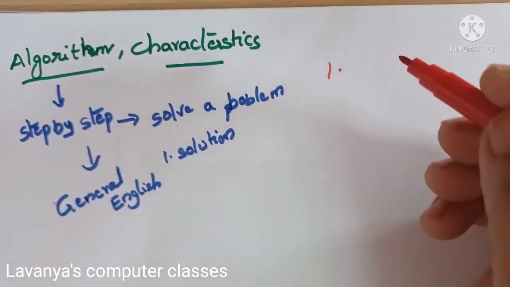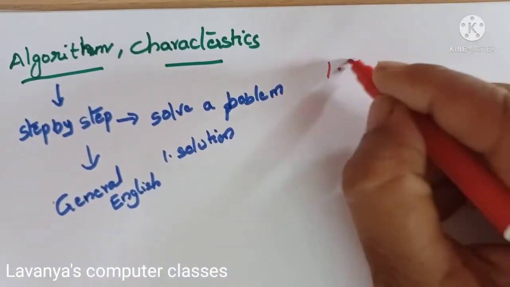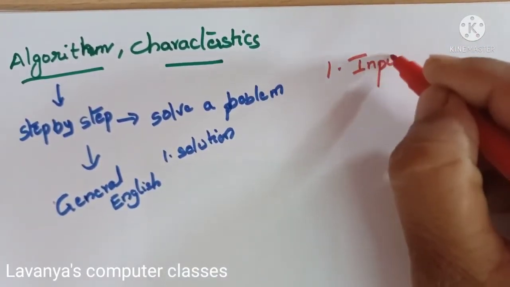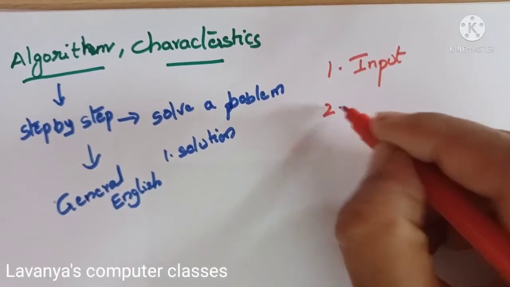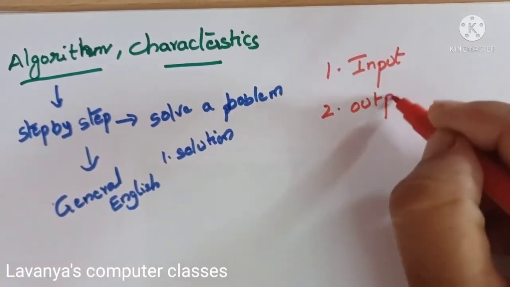What is the meaning of characteristics? It means for writing an algorithm we have to follow some rules. So those are called characteristics. The algorithm must contain these elements. Those elements are called characteristics.